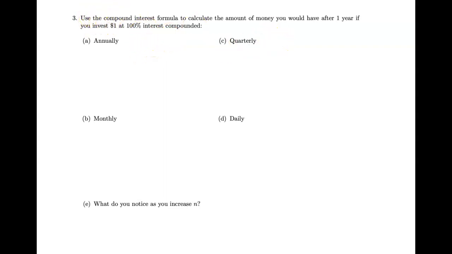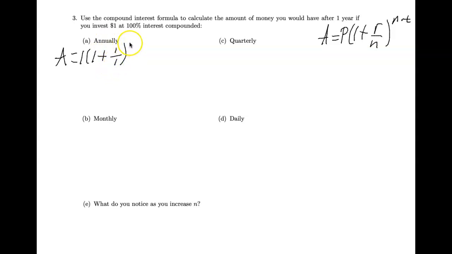If you recall, the compound interest formula is A equals P times 1 plus r over n to the n times t. When we plug that in for the first part, A equals 1 times 1 plus 1 over n, annually is 1, to the n times t, or 1 times 1. We get 2 to the 1, so our answer is 2. Let's do quarterly next.